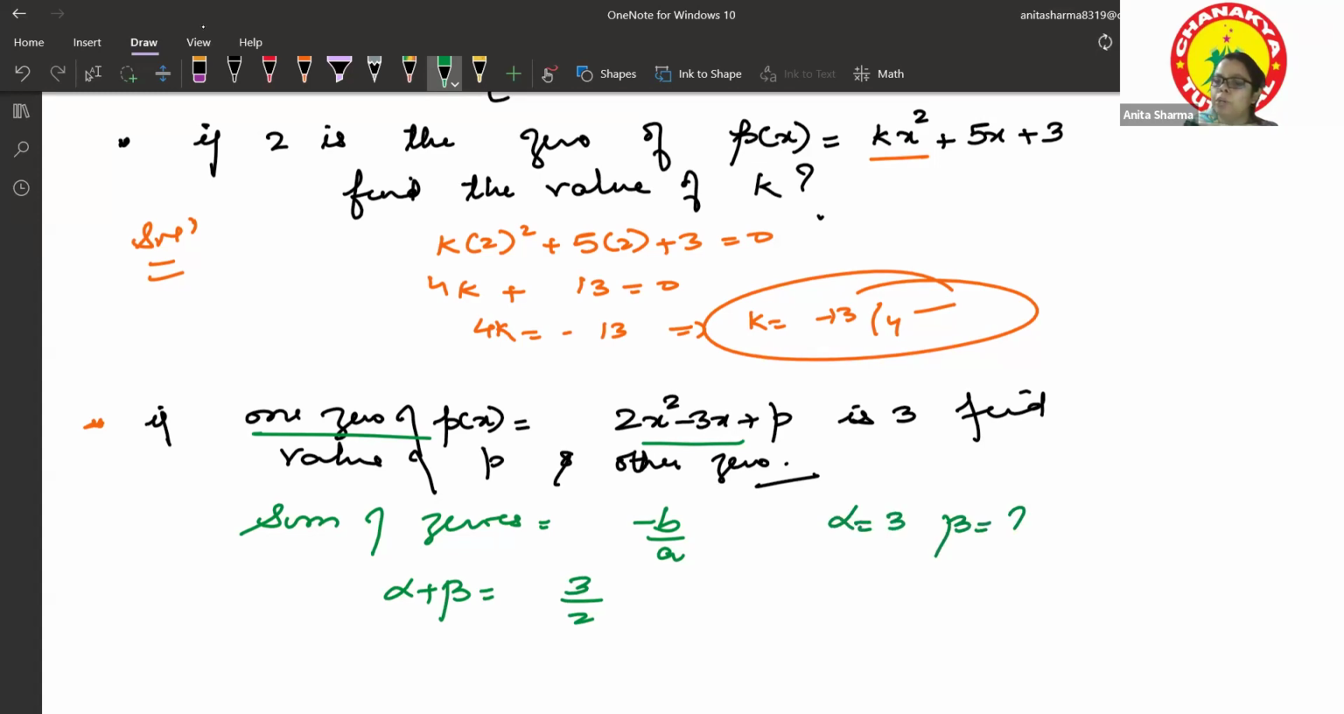Another zero you need to calculate. So 3 plus beta is equal to 3 by 2. Then the value of beta will be 3 by 2 minus 3. Now take the LCM: 3 minus 6 by 2. So minus 3 by 2. Got it?